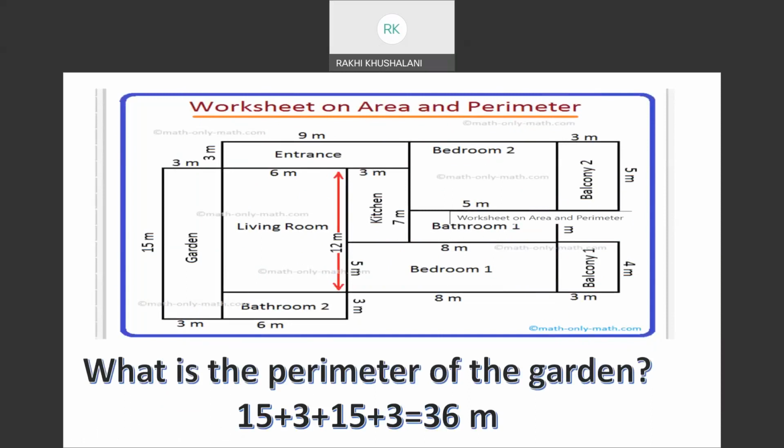So see, children, it's so simple to find the perimeter and the area of a given shape. It's quite easy, and this is what we are going to do more through the exercises. I hope you all have understood what I've tried to teach you today.